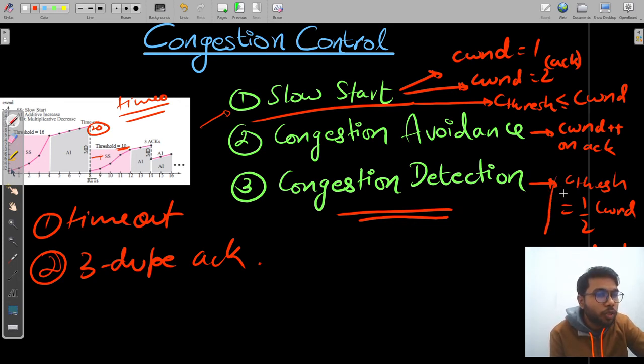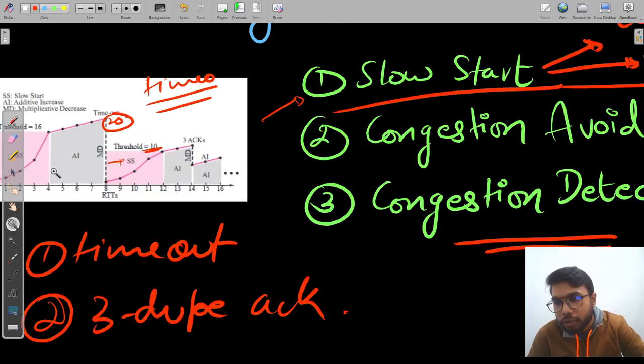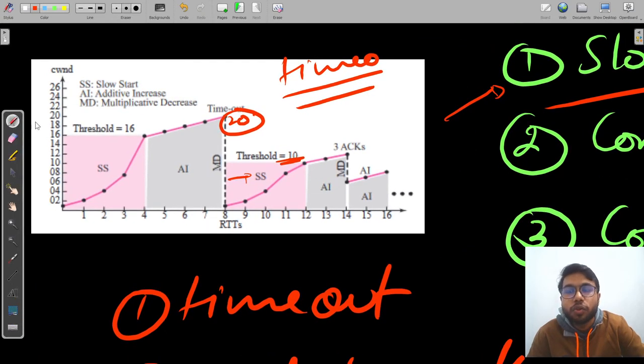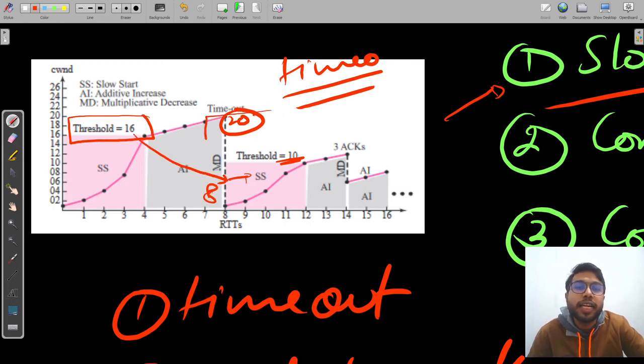I am stressing on this point a lot because you are setting threshold to the half of your current window, right? So let's move back to our diagram and let's see it here. So I'm not setting my threshold to half of the threshold; that would have been 8, right? What I'm doing is setting it to half of what my current window was when something bad happened, when congestion happened. Okay. So whatever my window was when congestion happened is what you half.